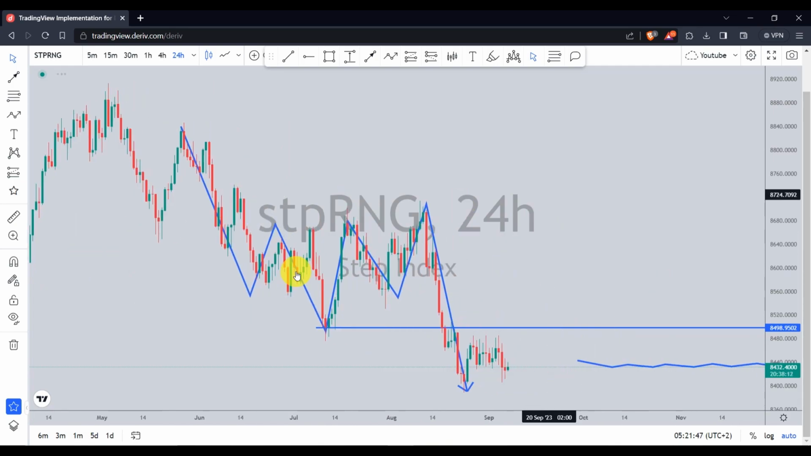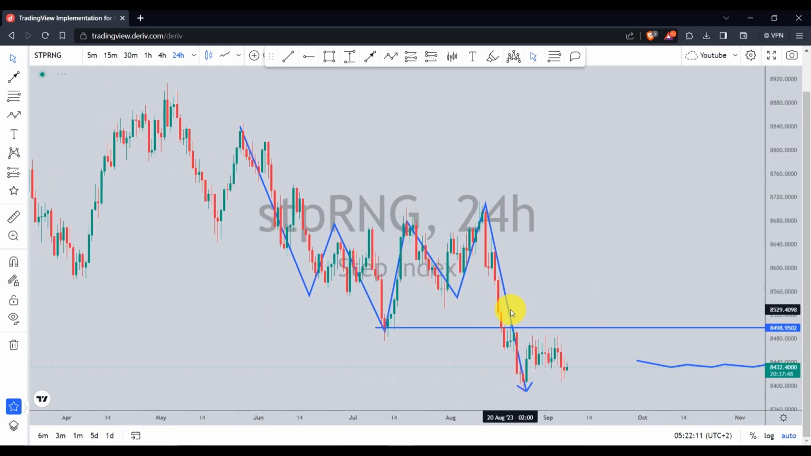We can see right now this is Step Index, and the market currently on the daily time frame is on a retest or a correction to the previous daily time frame lower low. So we are not going to trade just because the market is on a retest right now, because you can see it is still in an impulsive phase. So we are going to wait.